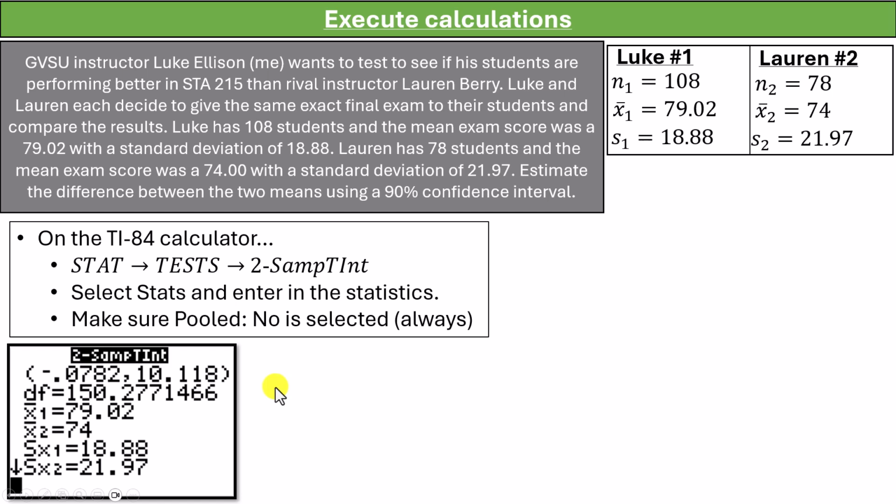So it's going to give us a number of different things. It's going to spit back a lot of the numbers that we entered in, or if you entered in data, it would calculate the means and standard deviations for you. It's going to give us the degrees of freedom, which we don't need for the way that we're doing this test, but we will just need the lower and upper bounds to our confidence interval.